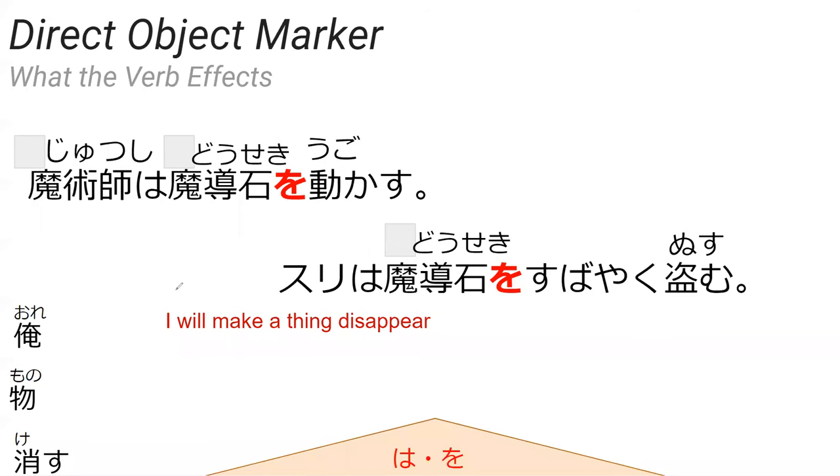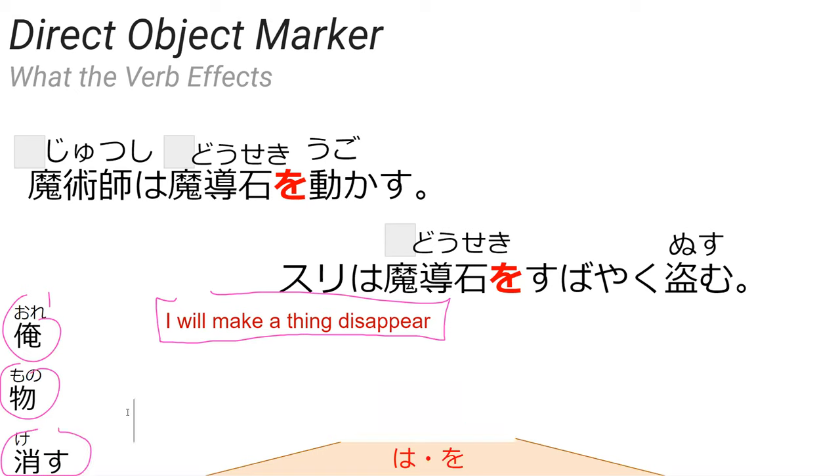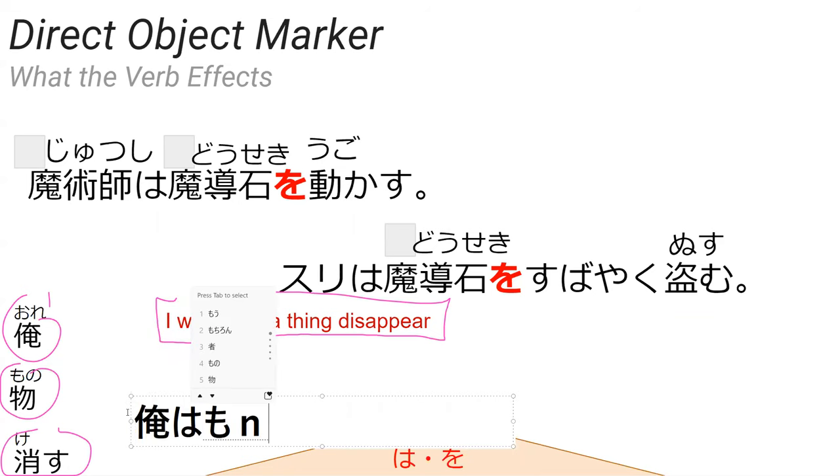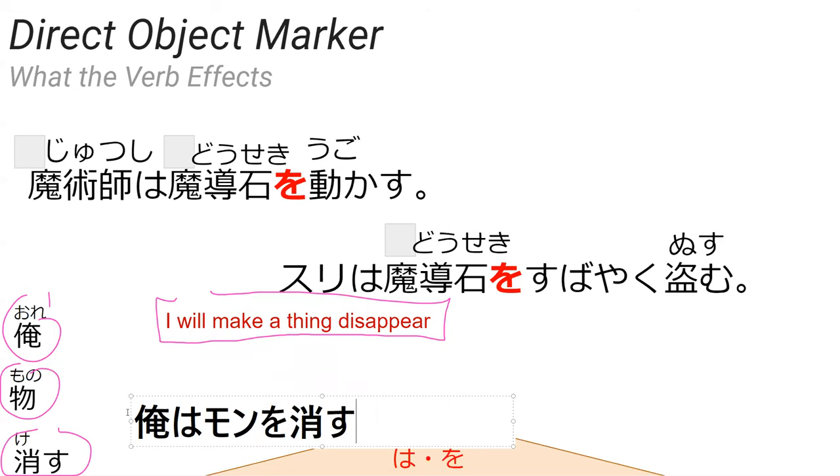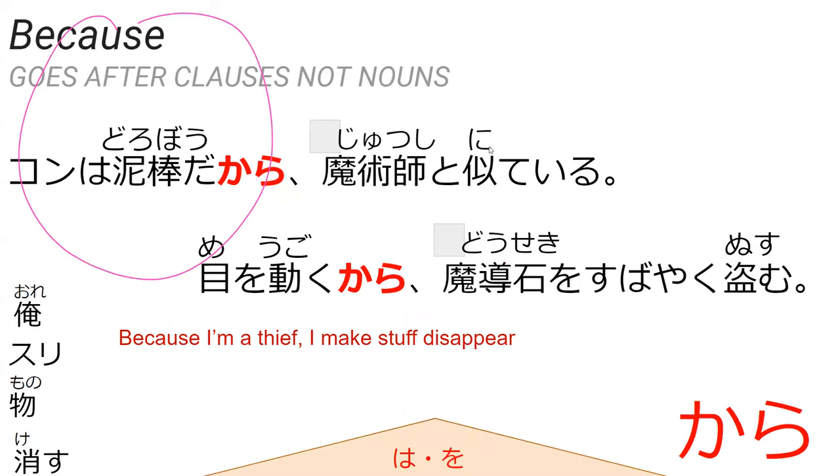So how do you think you would say I will make a thing disappear? Ore wa mono o kesu. Perfect. I will make a thing disappear. Perfect. Do you know what this is? This is met as in the I character.